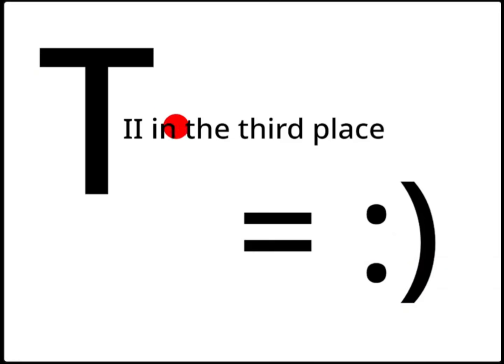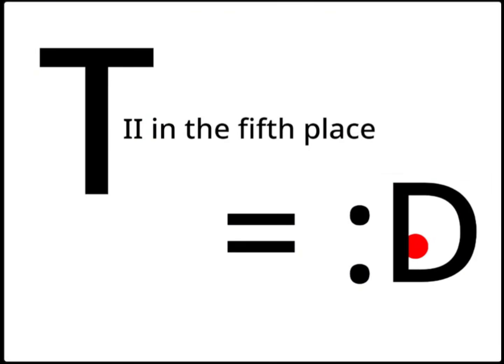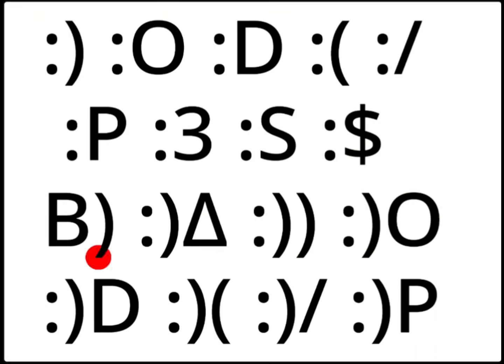So how does this make any sense? How can I in the 3rd place be equal to this emoticon thing? And then I in the 4th place is this emoticon, and I in the 5th place is this emoticon. Well, I've developed this whole base 11 system made up of these cool little emoticons. How does it work though?